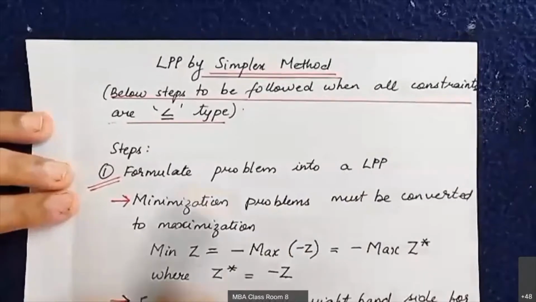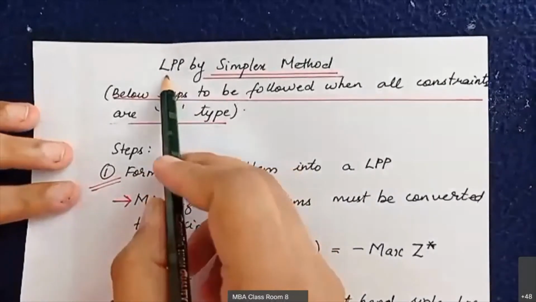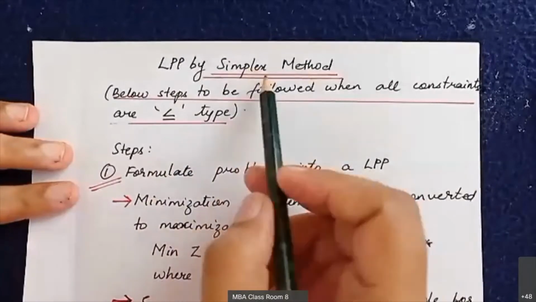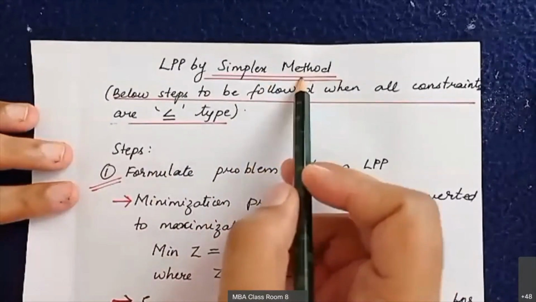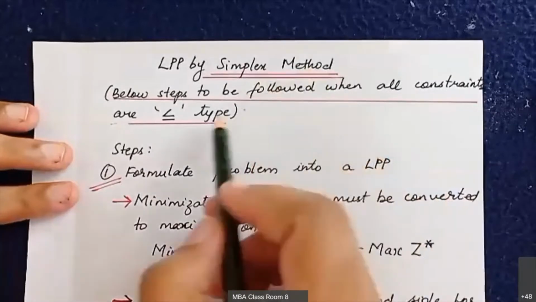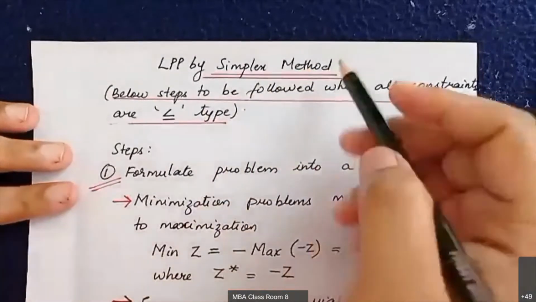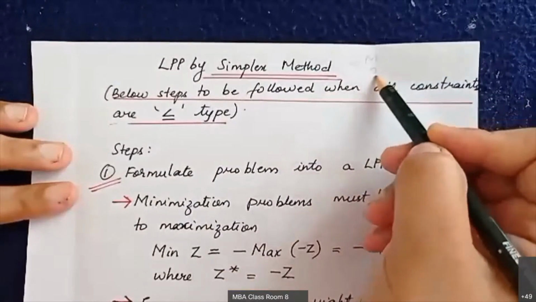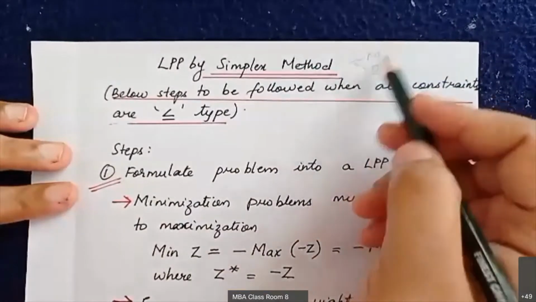We'll be starting with a new topic, that is solving an LPP problem by the simplex method. Previously we saw the graphical method. Now we'll be seeing the simplex method. The simplex method itself we can solve by different methods, like the big M method and the two-phase method. Like that we have different methods.